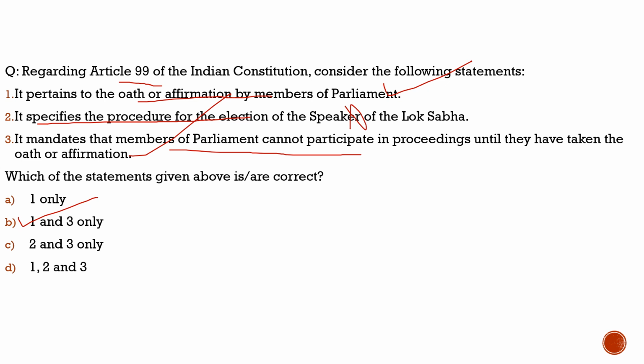So from this question, we understood which article is associated with the oath or affirmation by members of the Parliament. It is Article 99, and we also understood that Article 99 mandates that members of the Parliament who are elected, who won the election, cannot participate in the proceedings until they have taken the oath or affirmation. We understood these pointers through this question.